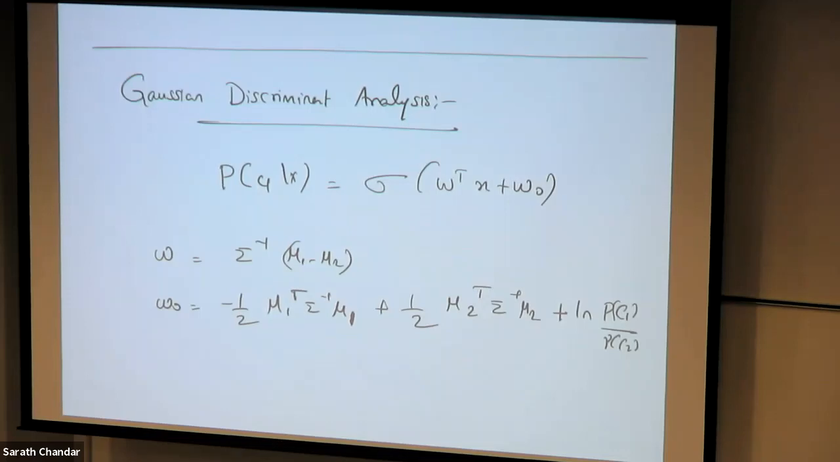Now there are a couple of observations here. First of all, this ended up being a generalized linear model instead of a nonlinear model because of this assumption that the covariance matrices are shared, right? Had you not shared the covariance matrices, then you're going to have the x square terms in this equation. So that makes the model nonlinear. This is a generalized linear model because it's sigma of some linear model.